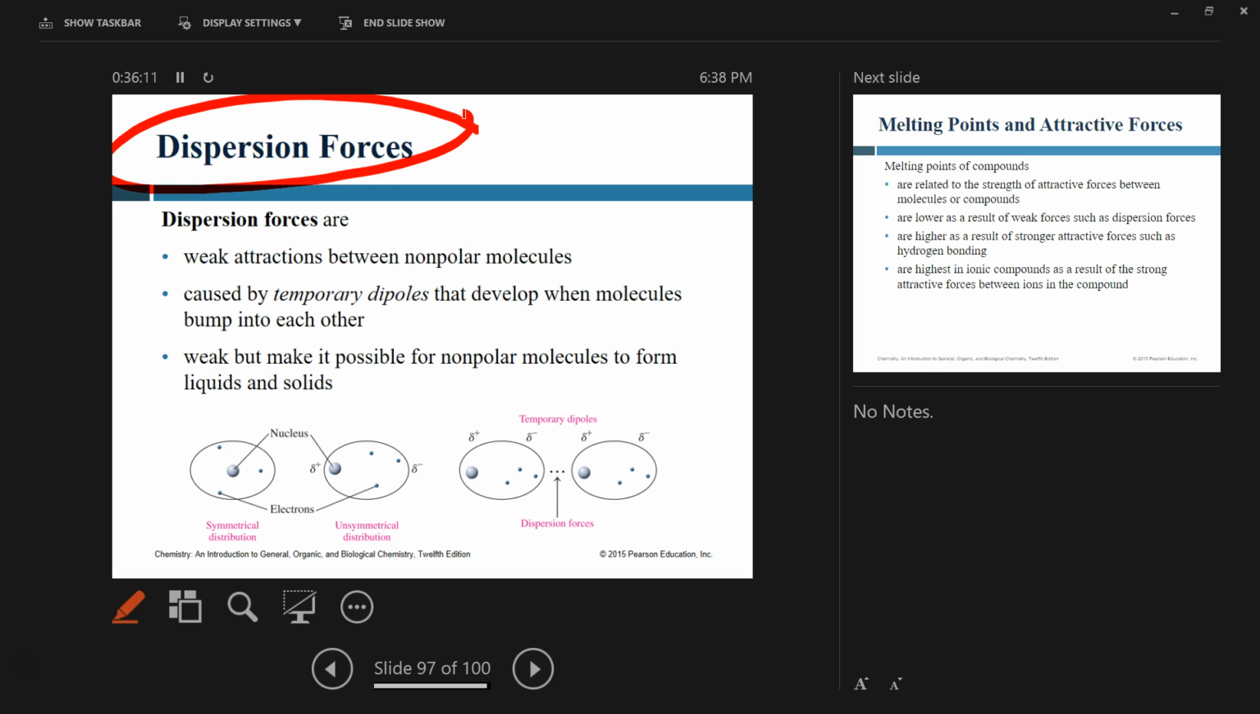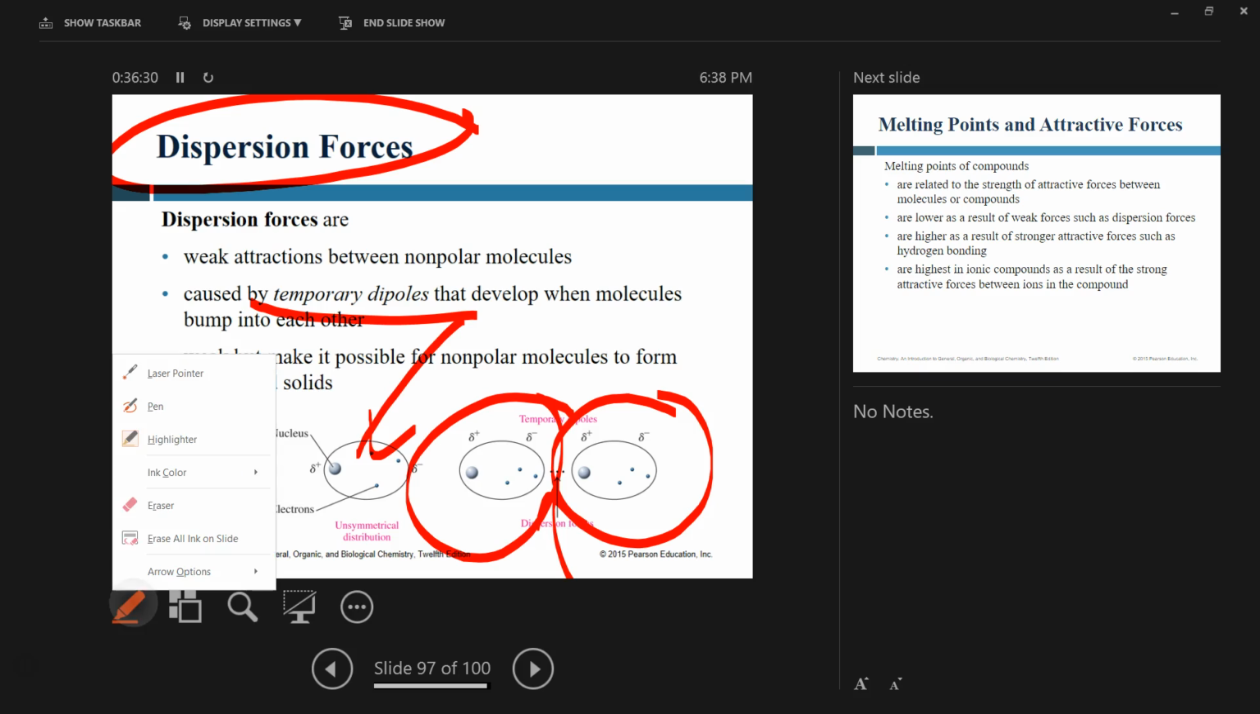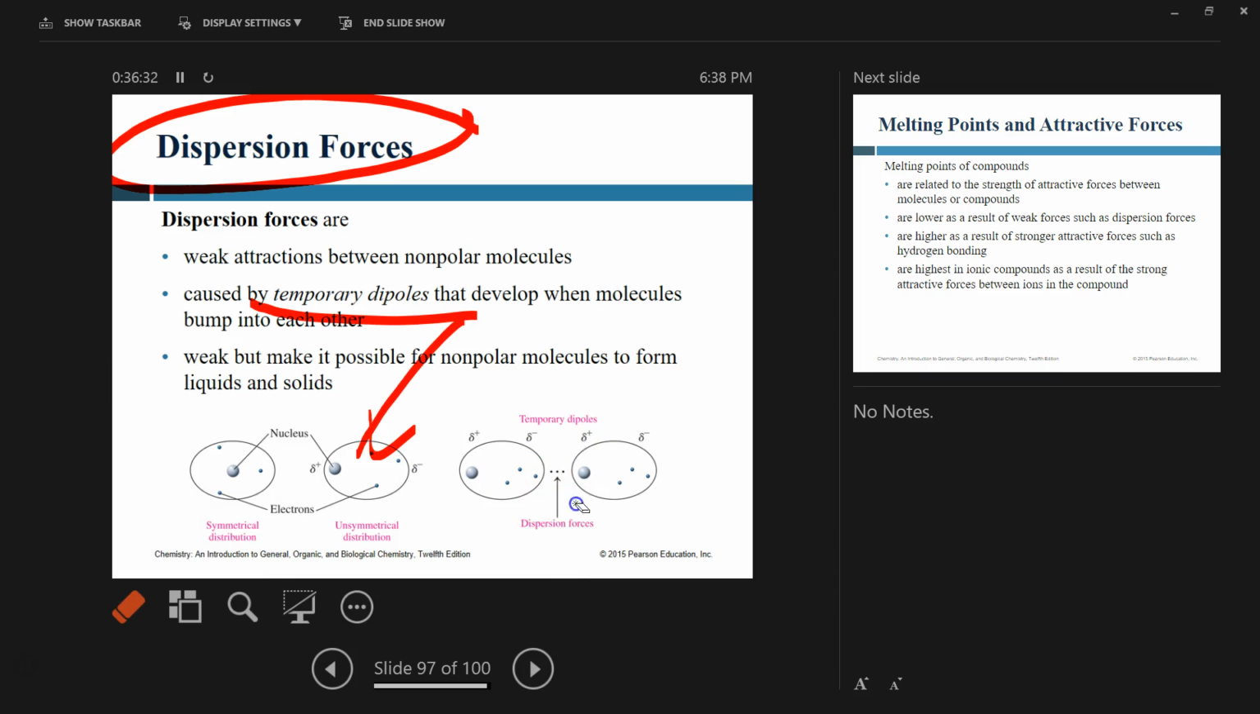So in dispersion forces, the molecules form what is called a temporary dipole. Basically, molecules just bump into each other, and due to that bumping, they form a dipole, which leads to the formation of a dispersion force bond. Right here in the center, I've very conveniently colored it out. Okay? So here you see the bond formed by dispersion forces.